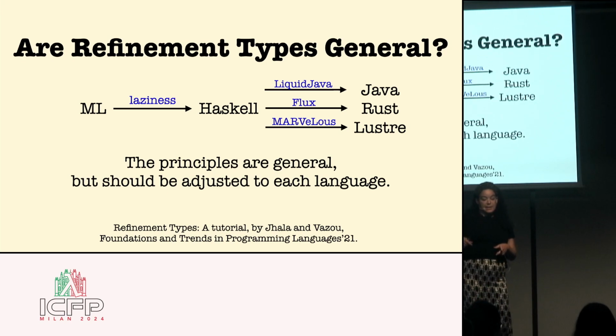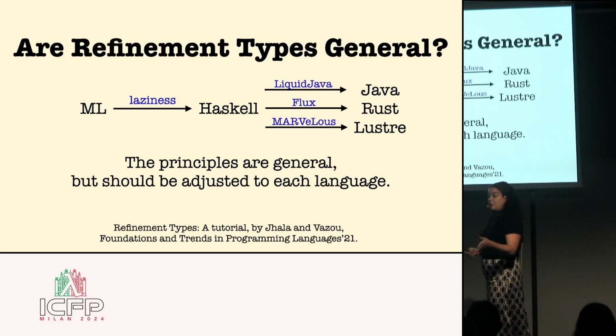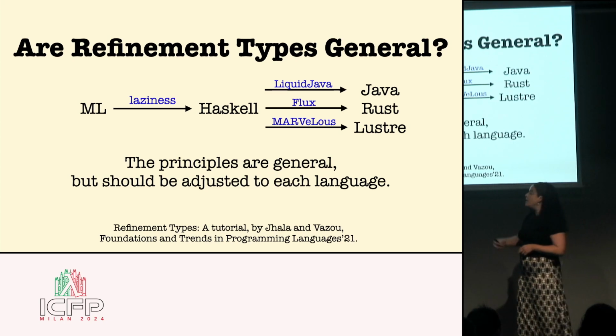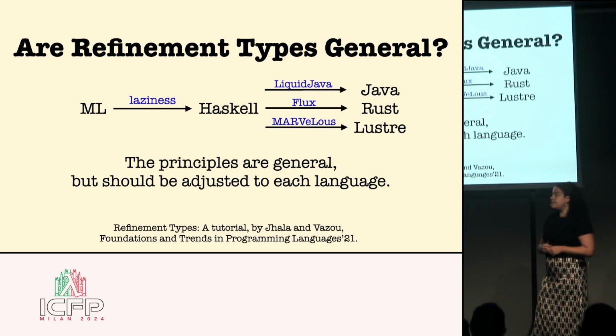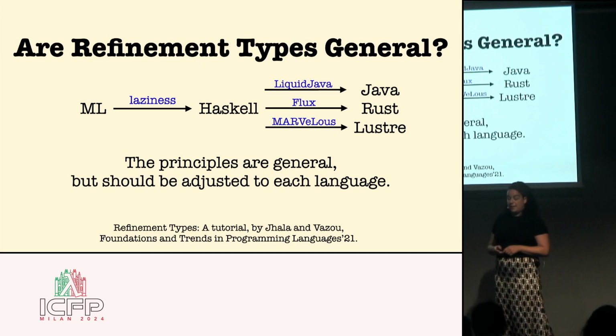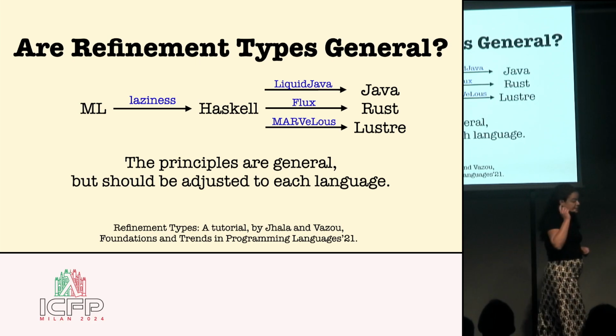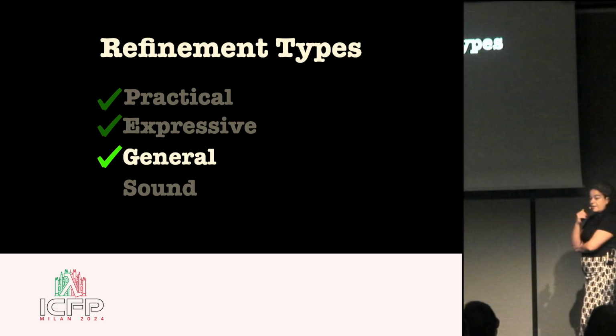It says, if you want to design refinement types for your own programming language, what should you do for the core calculus? But then, of course, you need to adjust these general principles to take care of the specific features that each language has. So yes, with all these refinement types that are coming up, I guess we can conclude that they are also general.